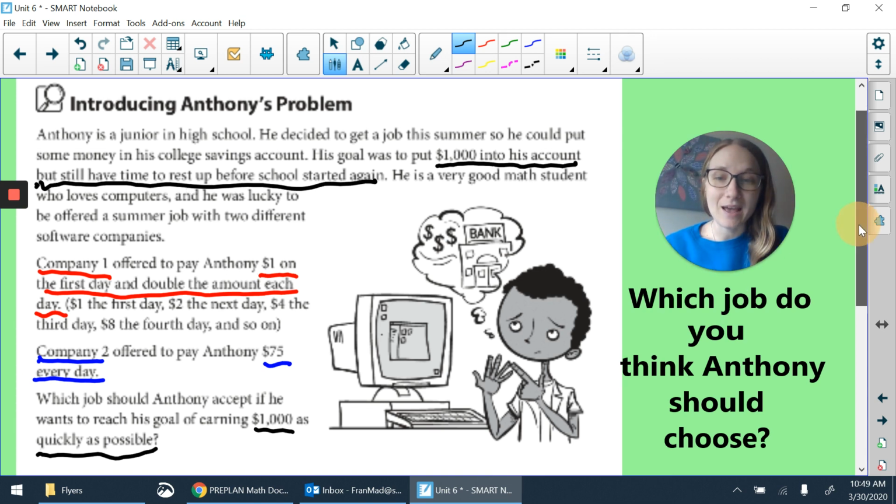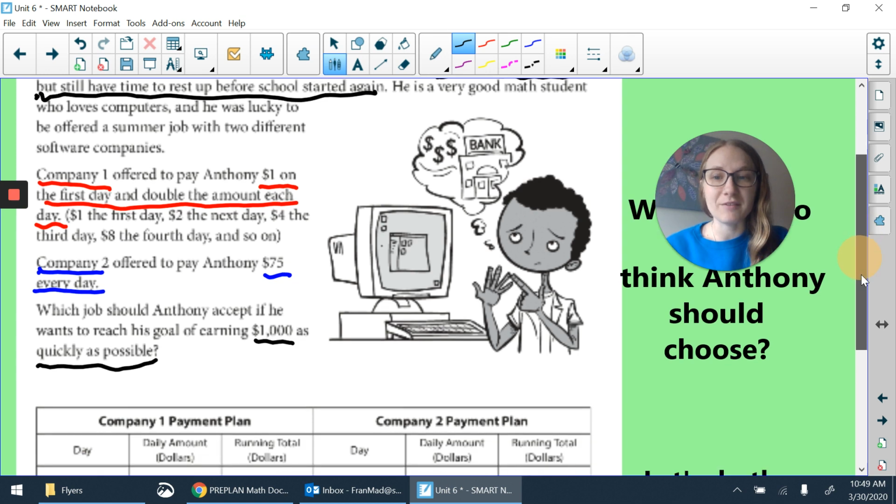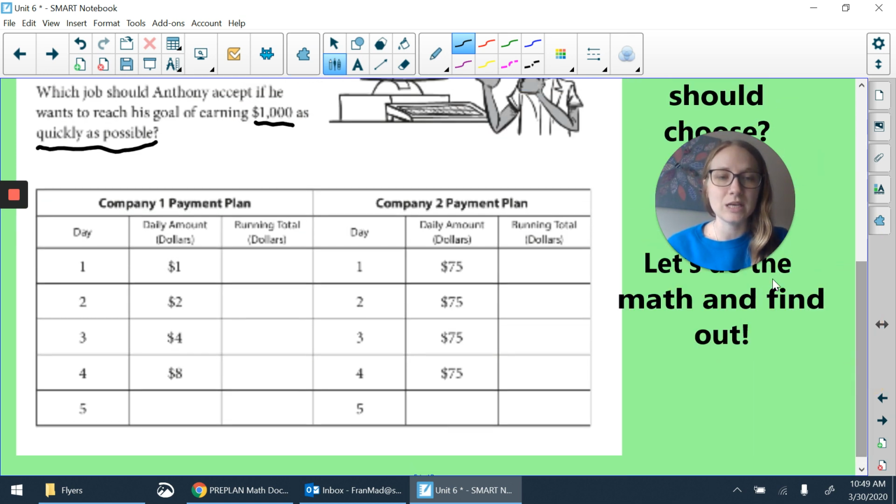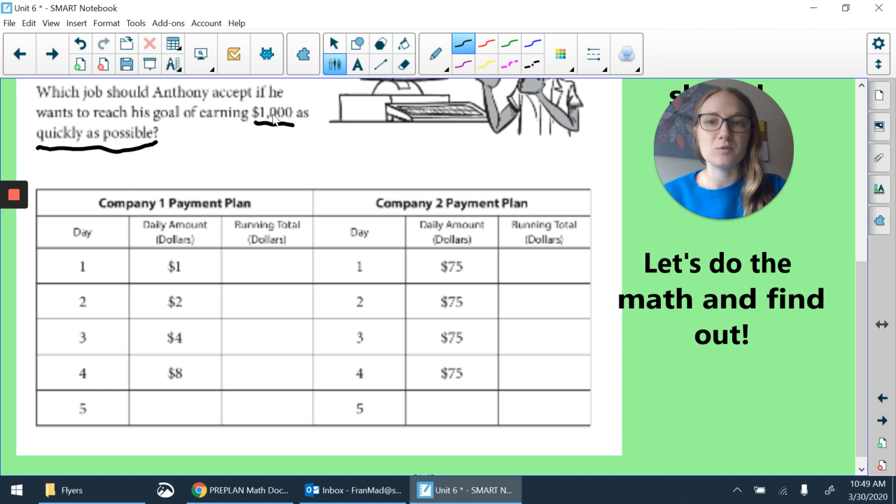But now whatever you thought, whichever company you were leaning towards, we're going to do the math to find out which one is the best option for making $1,000 as quickly as possible. Okay, so right now you will see me filling in the first part of our table up to day 5. And I would like you to do the same thing following along on page 218, okay? If you're feeling pretty good about this once we get started, feel free to pause the video, fill in through day 5 on your own, and then come back and just check your work. But otherwise, stick with me and I'm going to walk us through it, okay?